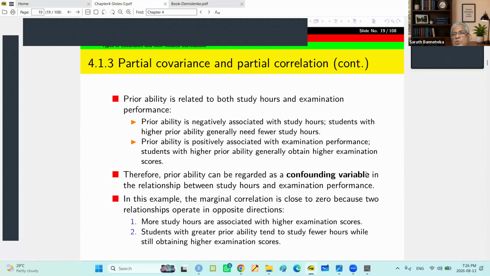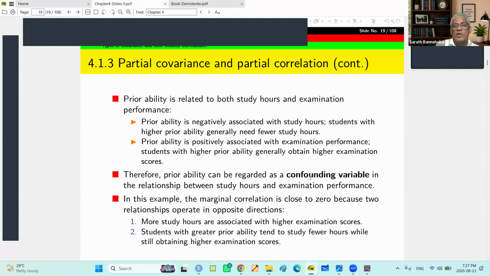A confounding variable is a variable which is related to all the other variables that we consider. In this case, we are considering two variables to look at the correlation. So X and Y are the two variables. If a third variable is related to both of these variables, then the third variable is called a confounding variable. So in that sense, prior ability is negatively associated with study hours, and also positively associated with examination performance. That means prior ability is related to both X and Y. So that's why we call it a confounding variable.